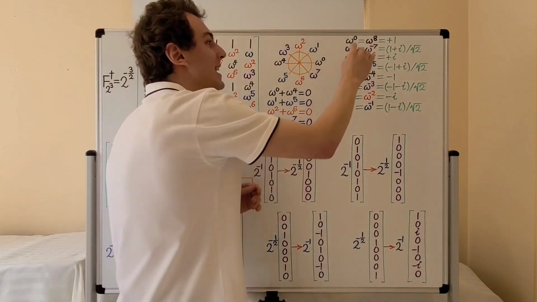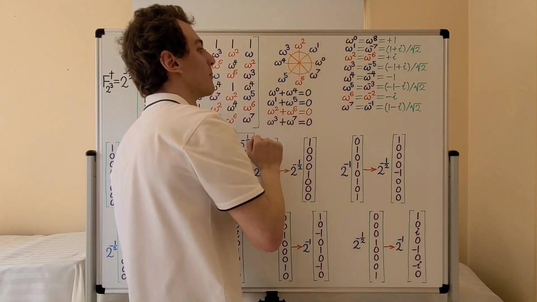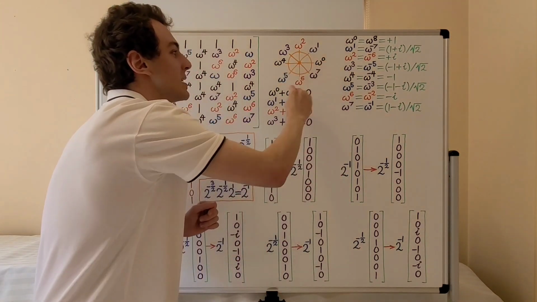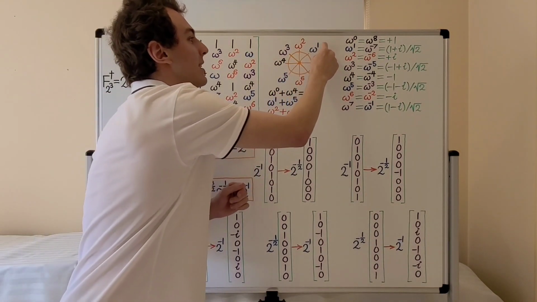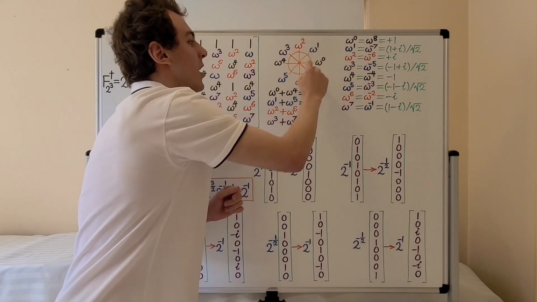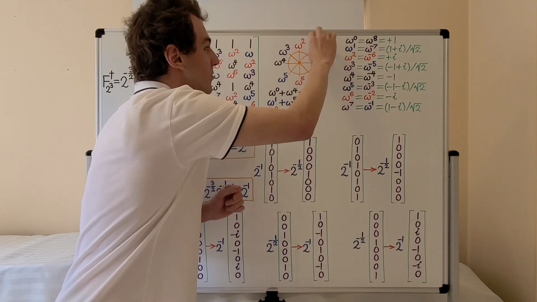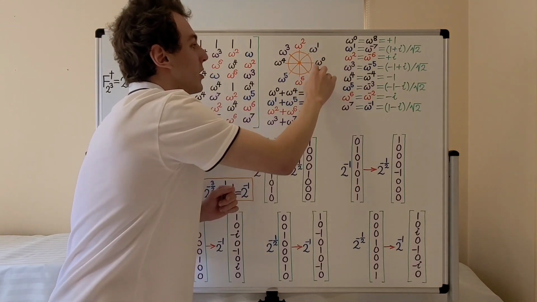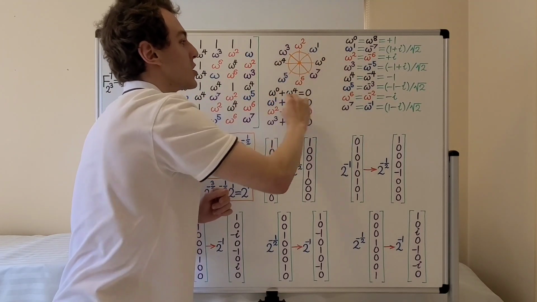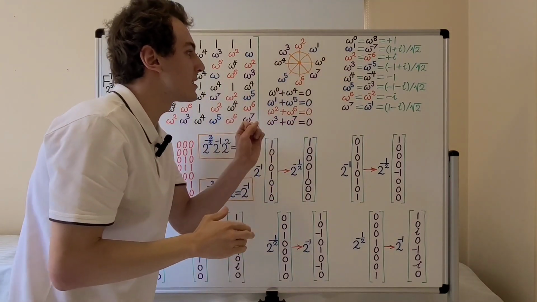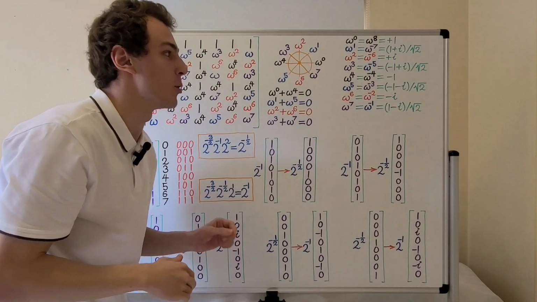What does a negative exponent mean in this diagram? It means we're going in the opposite direction. So by convention, we are setting omega to be this value over here. We could also have chosen a different convention. We could have put omega down here, and then we would have been going around the unit circle in the opposite direction. And we can denote that with a minus sign in the exponent.